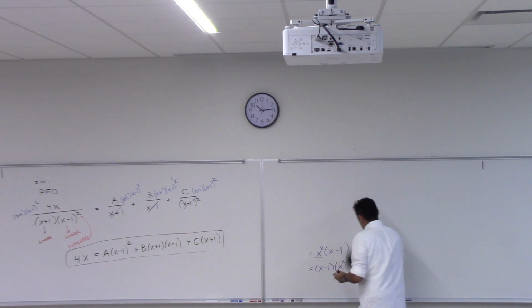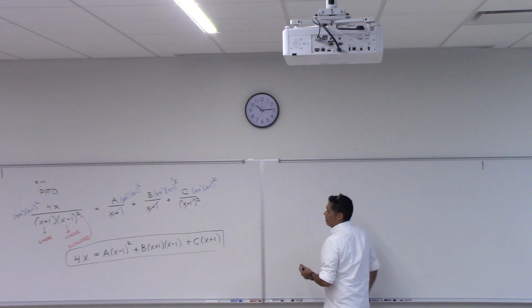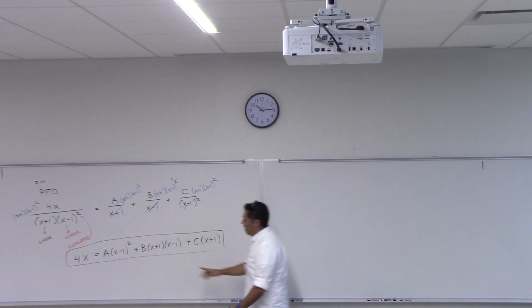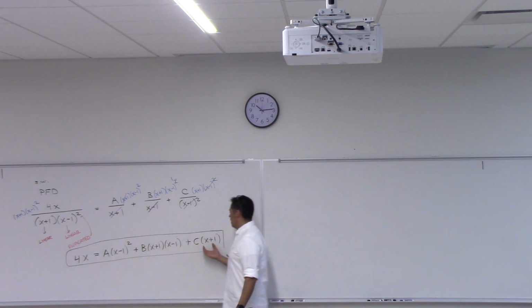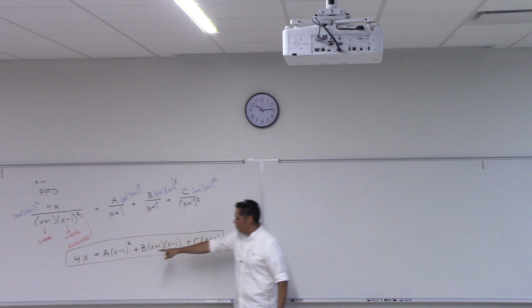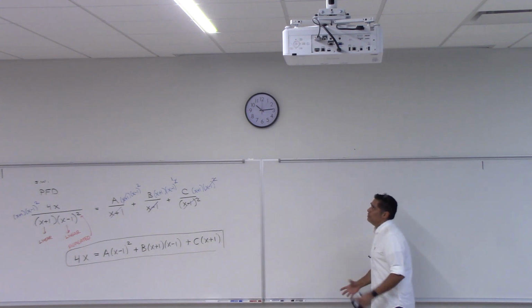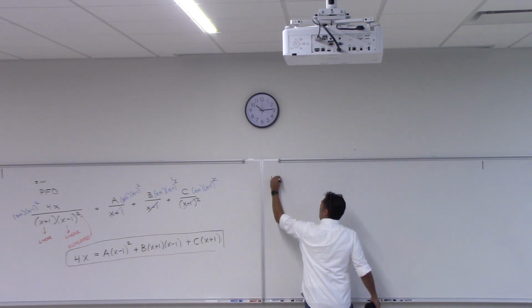So let's try and get A, right? So you look at A. Is there any factor in both of these that's not over in this one? X plus 1. So how can you make x plus 1 0? Negative 1. Let x be negative 1.